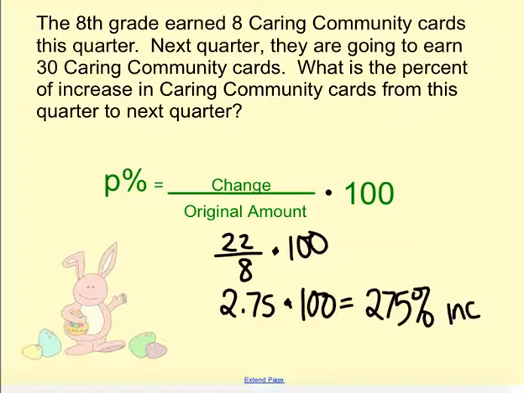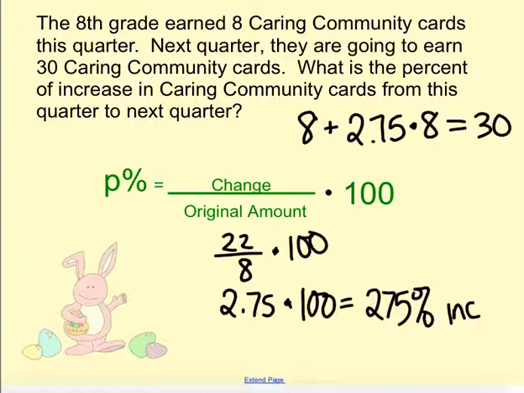Now if we were to take this 275, to get from 8 to 30, we would actually have to do my 8 plus 275% of 8. That would get me to 30. Okay, so we would have to take my original plus this amount to get to 30. That would be my percent increase.